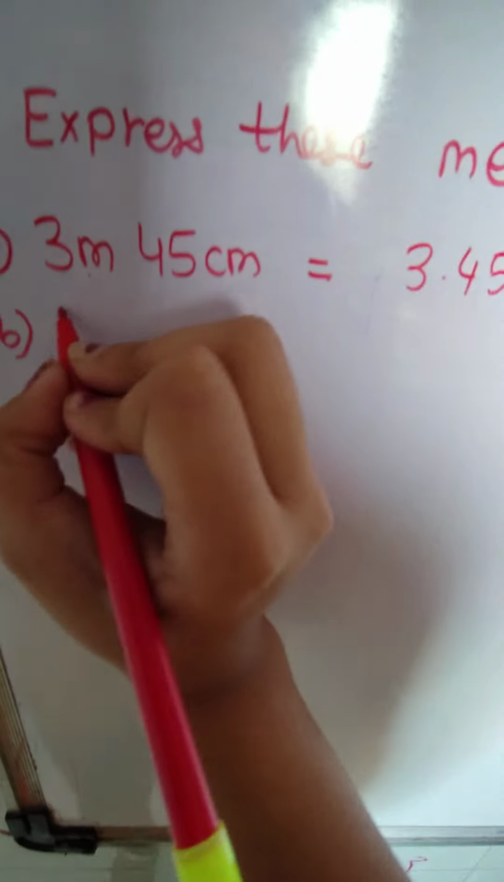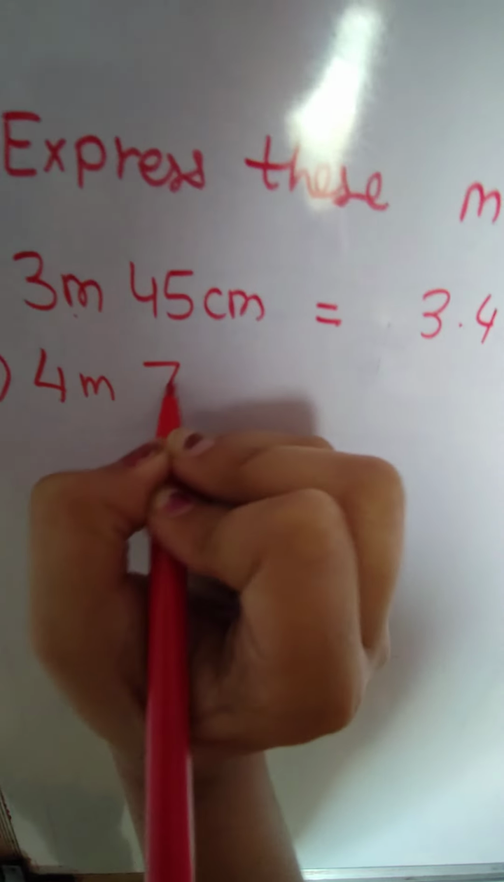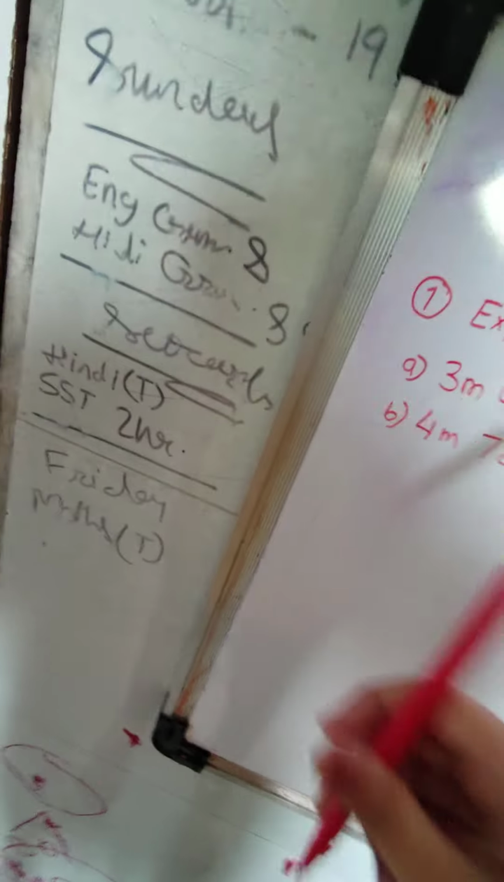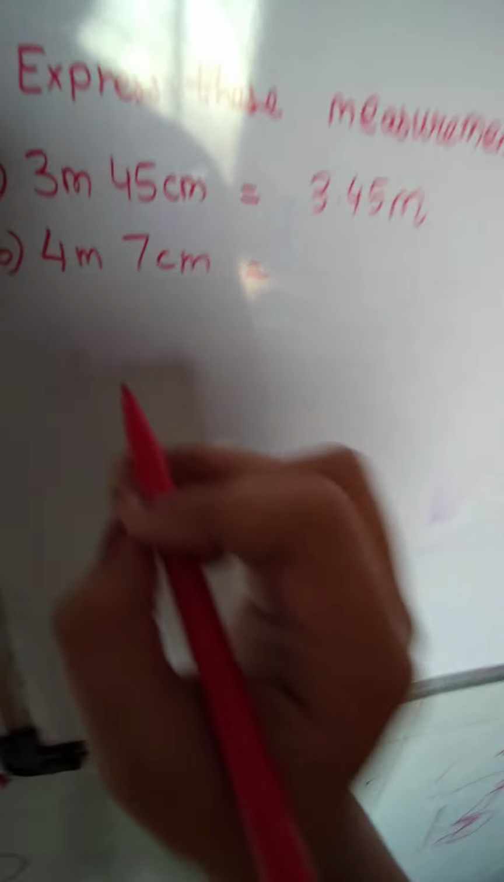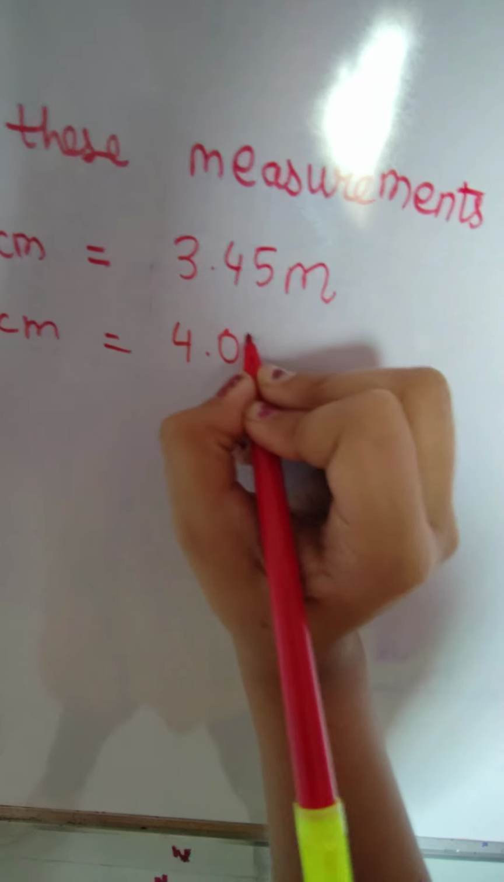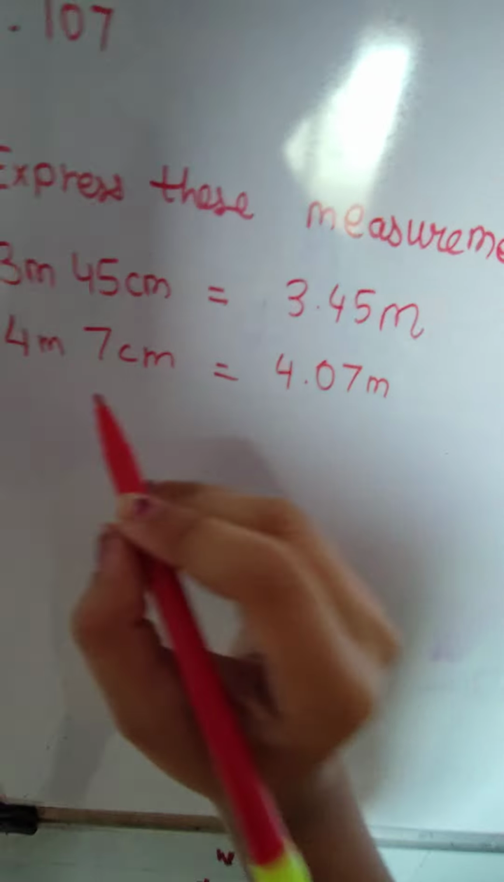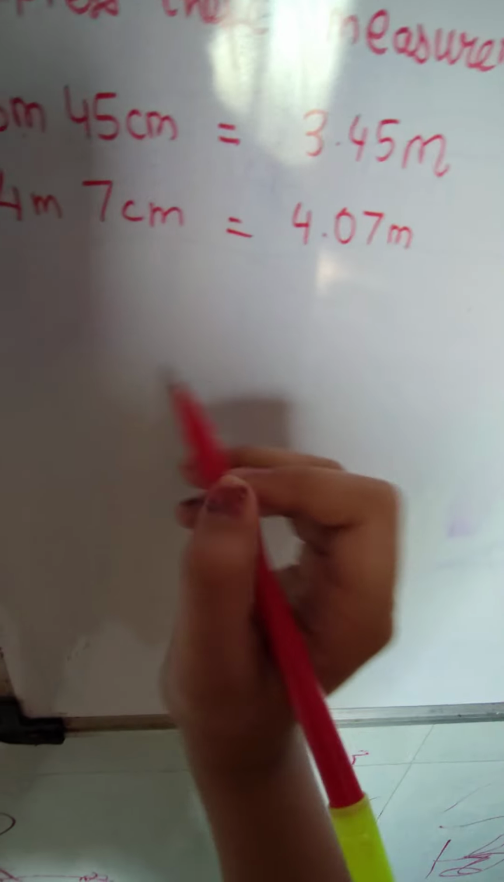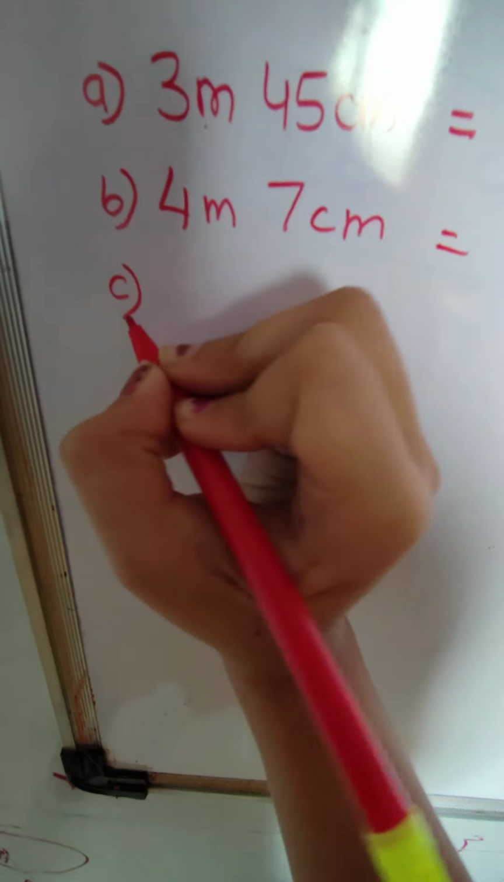I'll show it again. 4 meter 7 centimeter. Okay, it's the B part. 4 meter 7 centimeter is the B part. It's again meter, so it will be 100. Now we will write it 4.07 meters because we don't have 2 digits to cope up with 100, so we'll add 0.